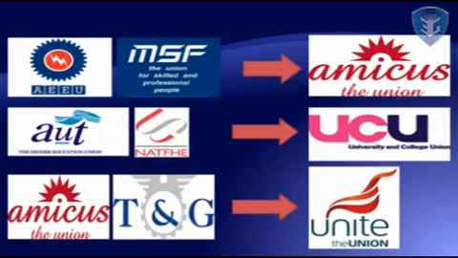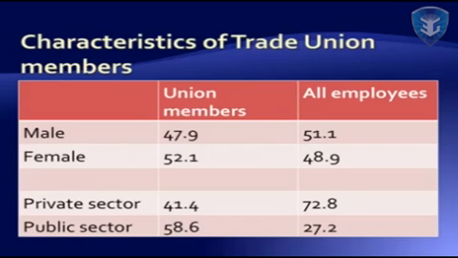So, for example, there has been the merger of the Amalgamated Engineering and Electrical Union and the Manufacturing Science and Finance Union in 2001 to form Amicus. The amalgamation of the Association of University Teachers and the National Association of Teachers in Further and Higher Education to form the University and College Lecturers Union in 2006. The merger of Amicus, itself the product of a merger as we've seen, and the Transport and General Workers Union to form Unite in 2007.